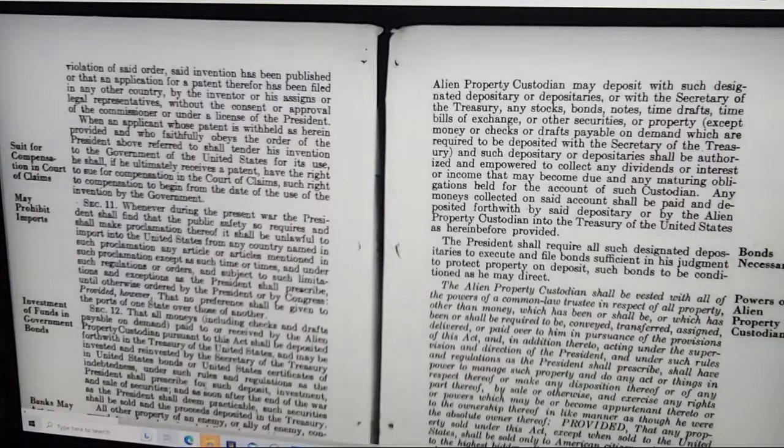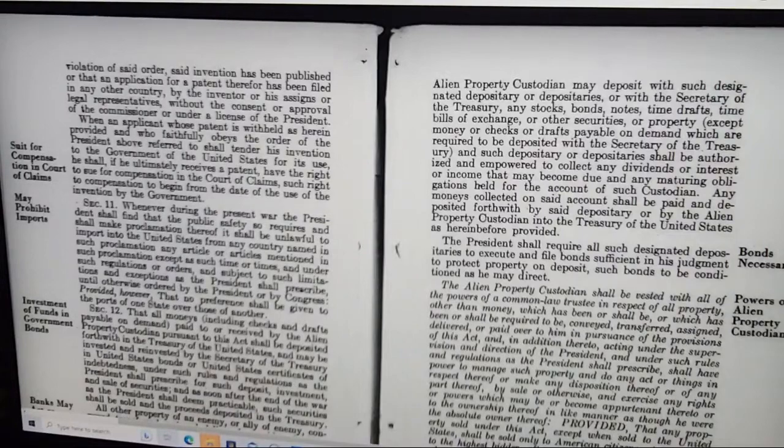When an applicant whose patent is withheld as herein provided and who faithfully obeys the order of the president above referred to shall tender his invention to the government of the United States for its use, he shall, if he ultimately receives a patent, have the right to sue for compensation in the court of claims, such right to compensation to begin from the date of the use of the invention by the government. May prohibit imports.